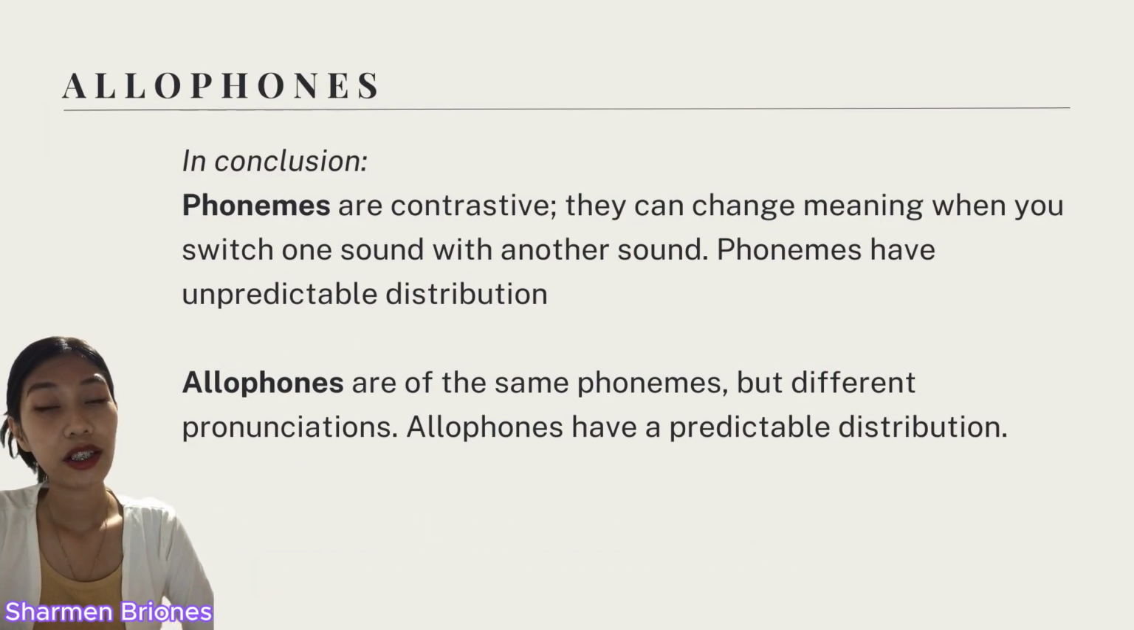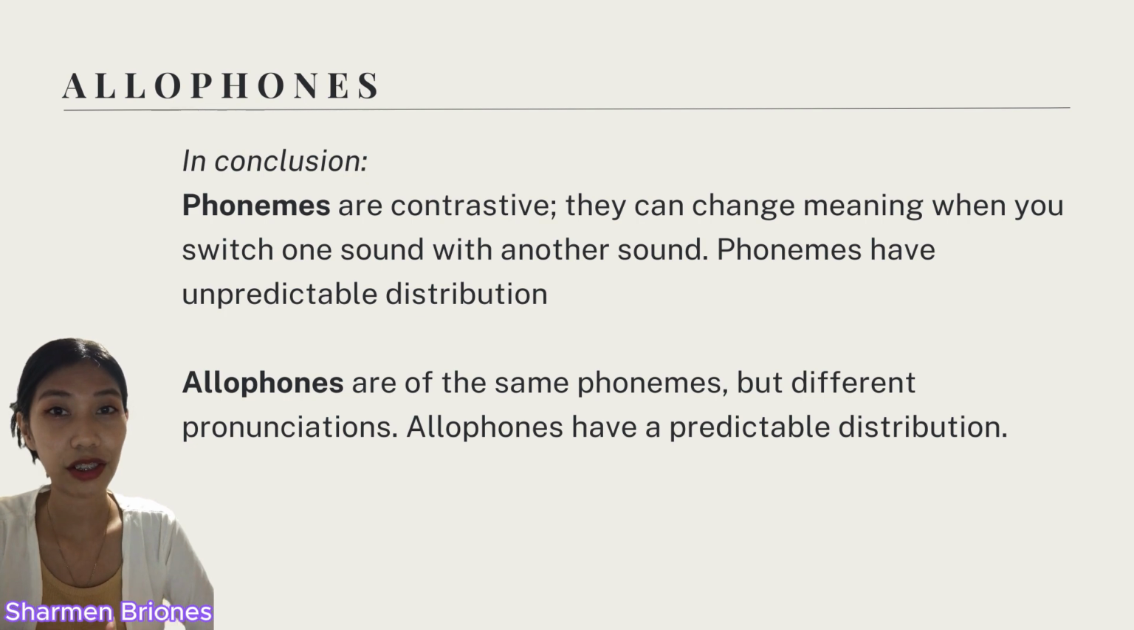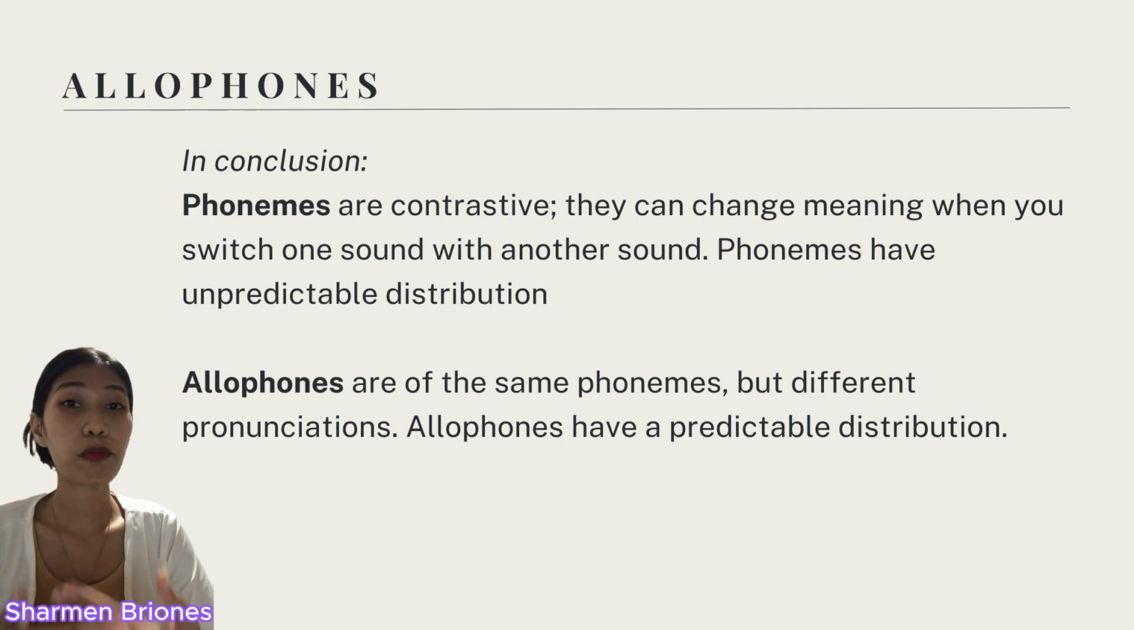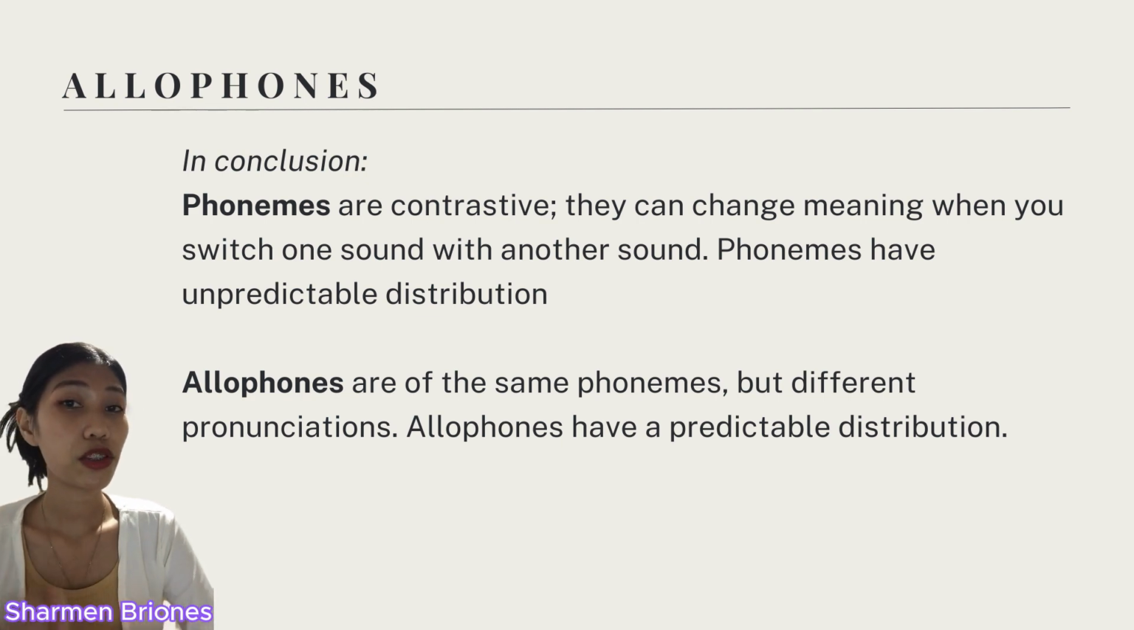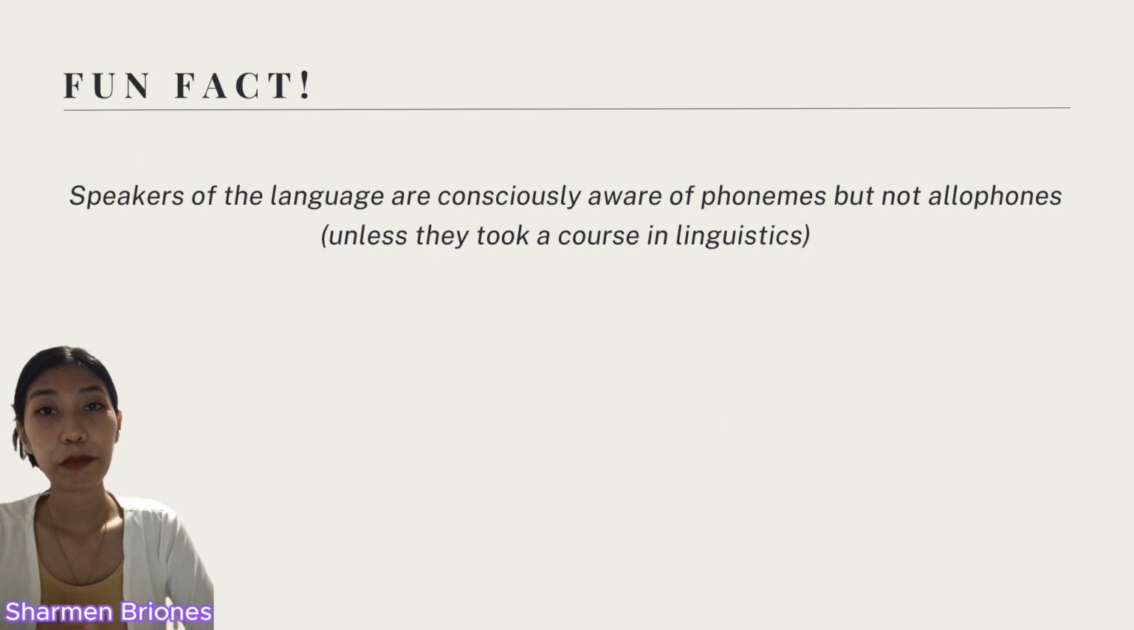So in conclusion, phonemes are contrastive. They can change meaning when you switch one sound with another sound, while allophones are phonetic variations of the same phoneme, with different pronunciation. Remember that substituting one phoneme for another changes both pronunciation and meaning, while substituting one allophone for another only changes the pronunciation. And let me give you a fun fact: apparently, speakers of a language are consciously aware of phonemes but not allophones, unless they took a course in linguistics.